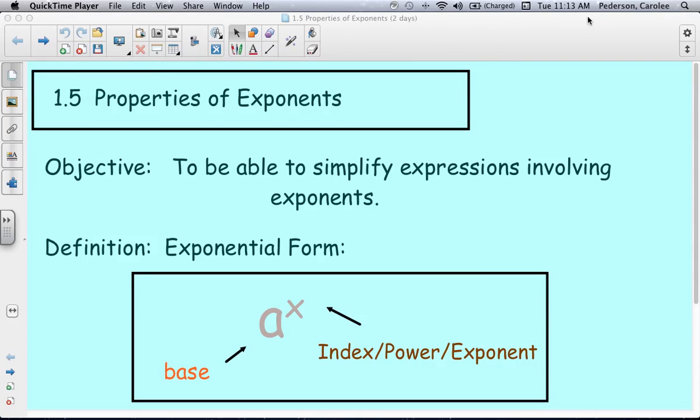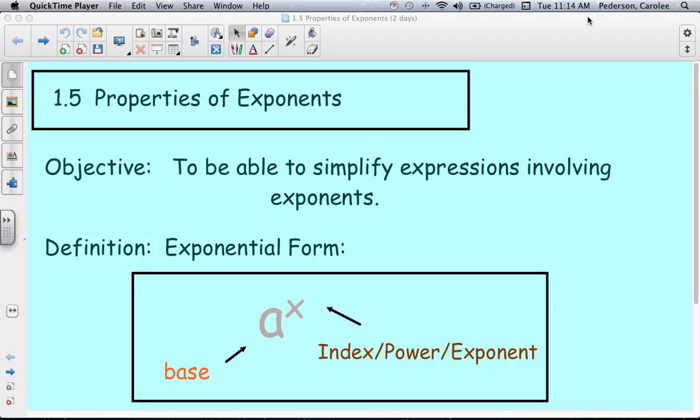This is 1.5, properties of exponents. What we'll focus on today is simplifying with exponents. There are many rules in this lesson that I would recommend that you write down. The first slide is just to kind of review what an exponential term looks like.